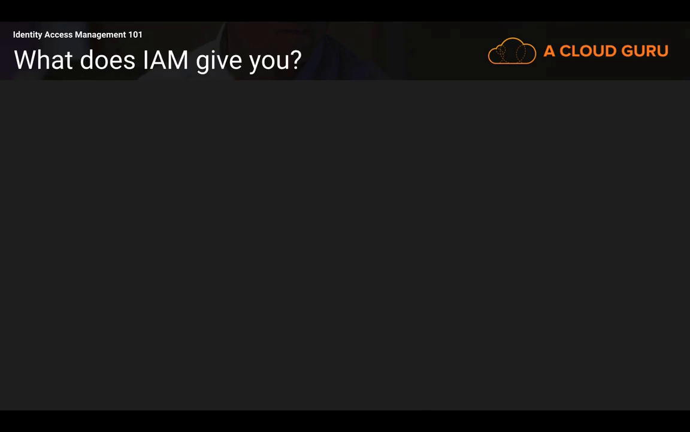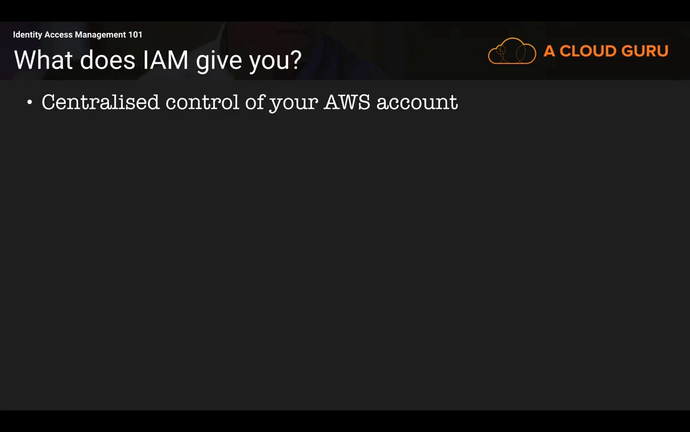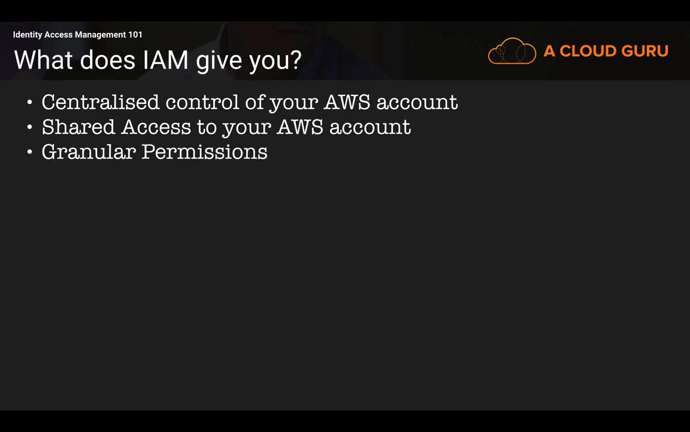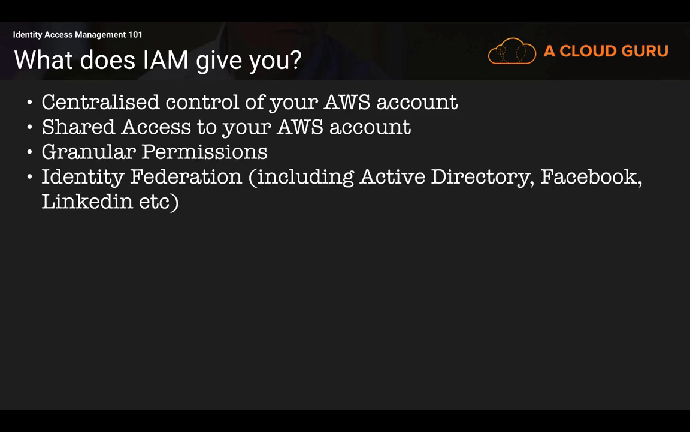So what does IAM actually give you? Well, it gives you centralized control of your AWS account. It gives you shared access to your AWS account. It gives you granular permissions. It gives you identity federation. What do I mean by that? Well, it just means that you can connect your IAM up to Active Directory or into Facebook or LinkedIn, for example. So you can actually federate with different identity providers. And we'll cover off how to do that in a later lecture.